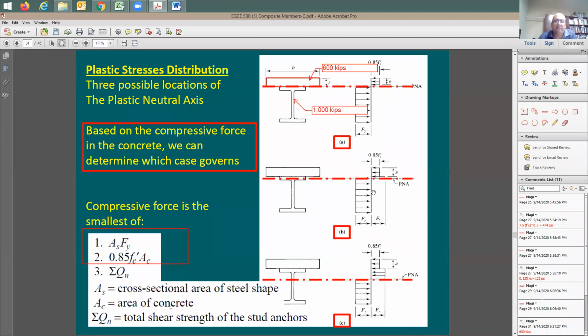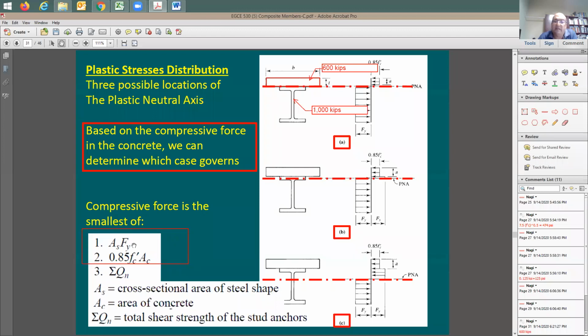Total shear strength for the studs that you added there is going to be equal to the summation of Qn. Qn is the shear strength of one stud. So if you'd like to get full composite action of the beam, you need to provide enough studs to be able to take this force. It's going to be the smaller of the two, As times Fy, or 0.85 f'c times Ac. It's either compression in the concrete or tension in the steel. So you need to have enough Nelson studs connecting the concrete to the steel. Otherwise, you cannot have full composite action.